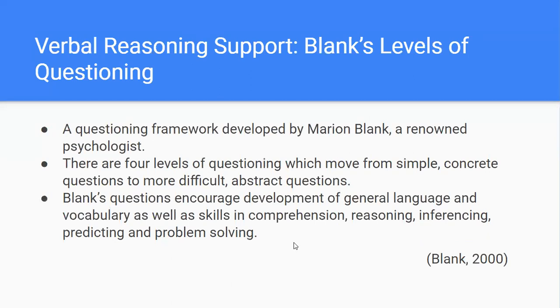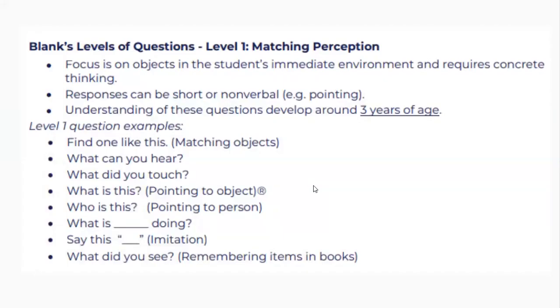So one of the ways that we're going to explore verbal reasoning and how to support it is Blank's levels of questioning. This is a framework developed by Marion Blank, a renowned psychologist. There are actually 4 levels of questioning, which move from simple concrete questions to more difficult abstract questions. Blank's questions encourage development of general language and vocabulary, as well as skills in comprehension, reasoning, inferencing, predicting, and problem solving.